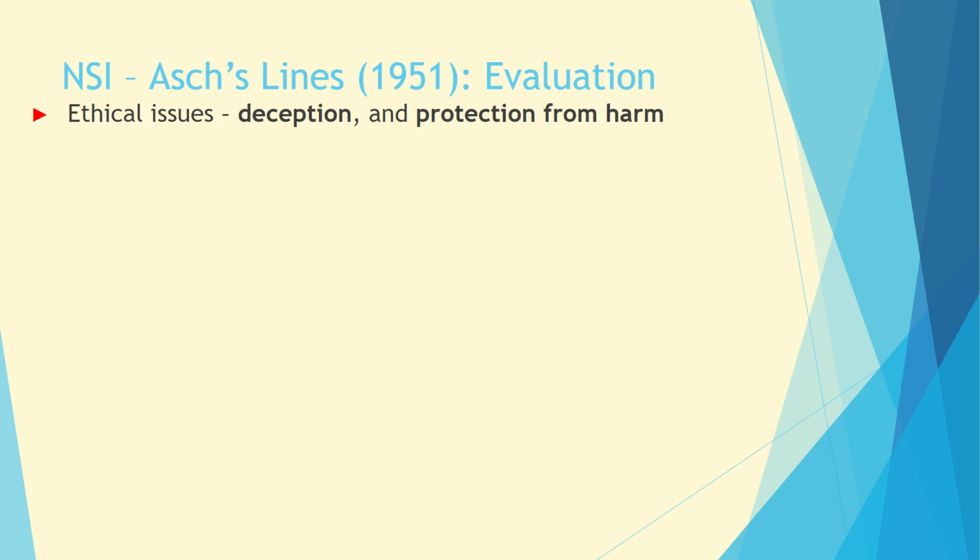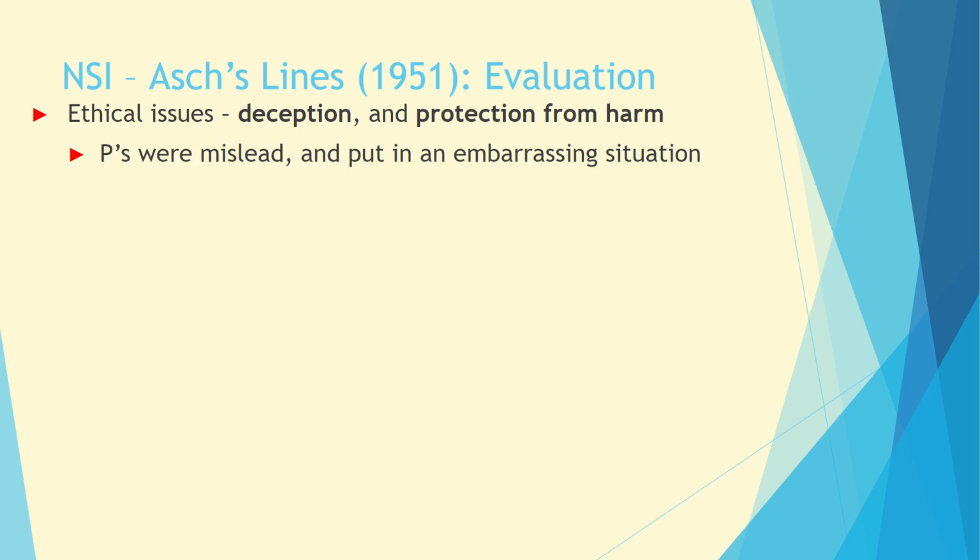We also need to talk about ethical issues. So obviously deception was used, participants were lied to and told that it was an experiment on visual perception. And participants were not protected from harm because of this deception. They would have been embarrassed when they found out that they conformed and that people were judging their ability to conform. Participants were misled and put in an embarrassing situation.